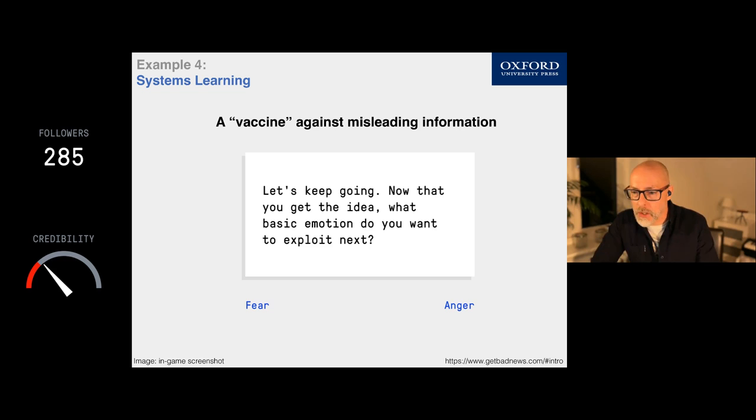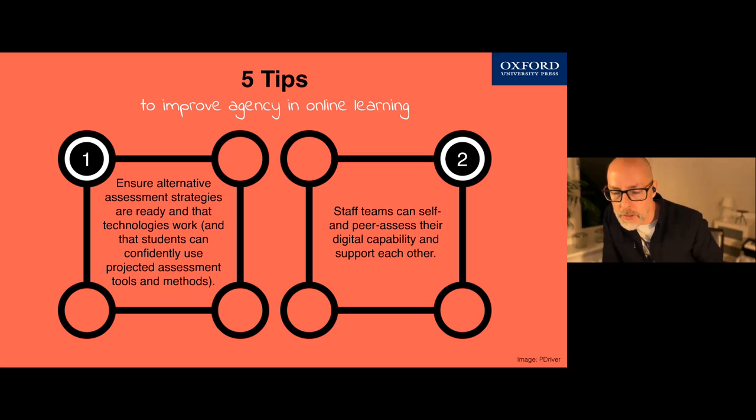I've only got 7 minutes left. So I'm just going to finish with some tips for things that you can do to improve agency in online learning. I will say that many of these things also apply to classroom teaching, and that they can help students to build confidence and autonomy, regardless of whether the learning is taking place purely online or in hybrid spaces.